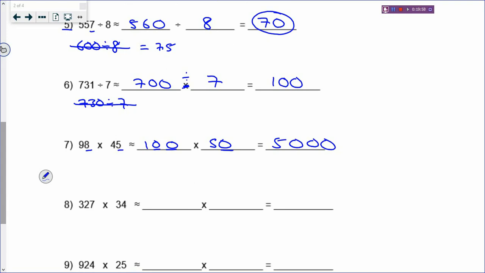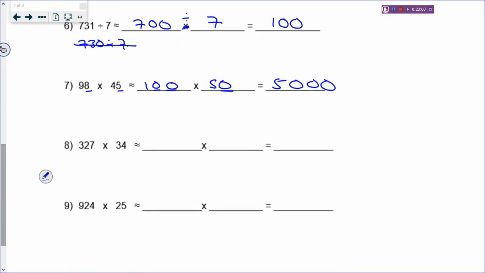Alright, next one, 327 times 34. So I want to round off to nearest hundreds. So what do I get? Nearest hundred, look at the bigger place value. So that will be 300. Alright, and then nearest tens for 34. That will be 30. Then you take 3 times 3, that will be 9. And there are 3 zeros behind, just put 3 zeros behind.